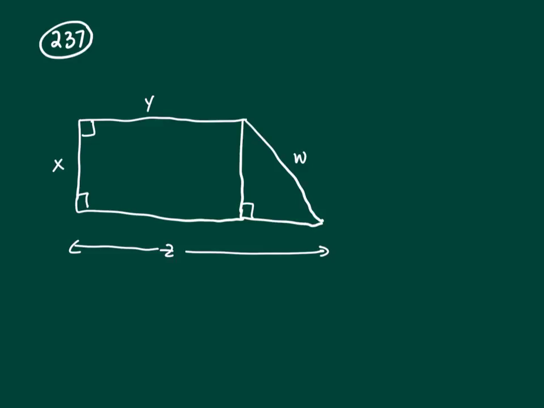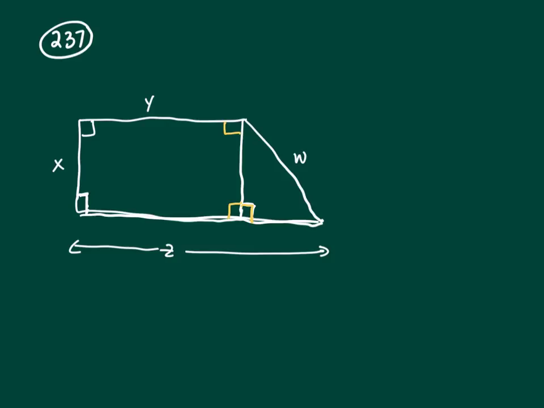We are trying to find the value of z. Z is this long side. And I've got these right angles. So if this is a right angle, let me change colors. If this is a right angle, we know this is going to be a right angle. And that's going to force that to be a right angle.